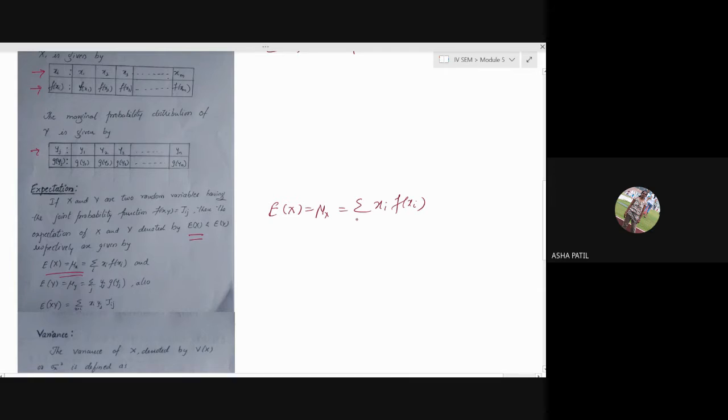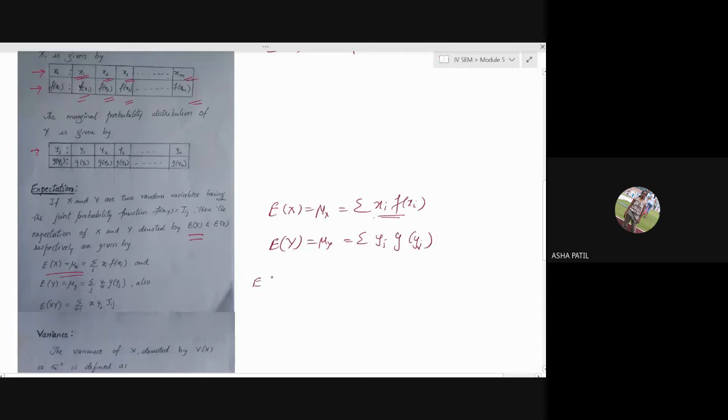Since the random variable is discrete, we are going for summation. And expectation of y, instead of x we have y, the mu y, is the summation of yj into g of yj. That is nothing but, if you go for the partial distribution, x1 into f of x1 plus x2 into f of x2 plus x3 into f of x3, and so on up till xm into f of xm. That will give you the sum of all the probabilities, which is nothing but the expectation.